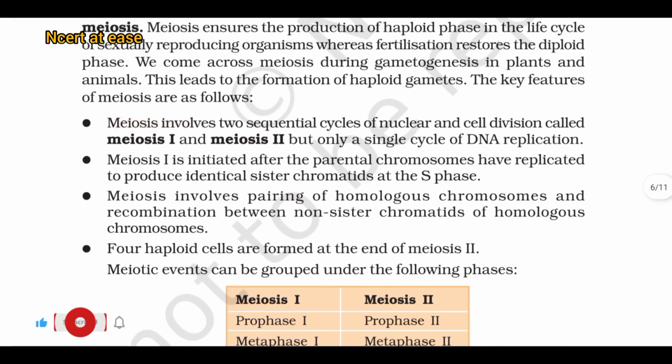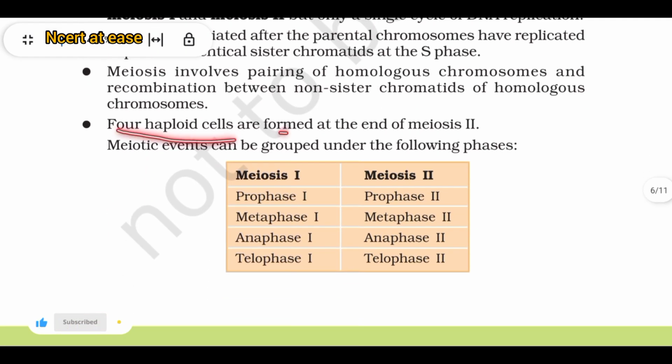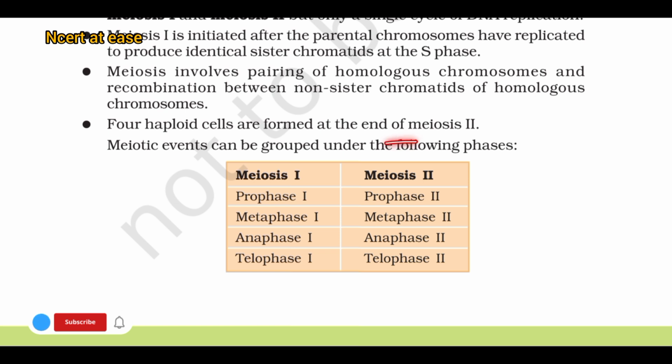Meiosis involves two sequential cycles of nuclear and cell division called meiosis 1 and meiosis 2, but only a single cycle of DNA replication. Meiosis 1 is initiated after the parental chromosomes have replicated to produce identical sister chromatids at the S phase. Meiosis involves pairing of homologous chromosomes and recombination between non-sister chromatids of homologous chromosomes. Four haploid cells are formed at the end of meiosis 2.